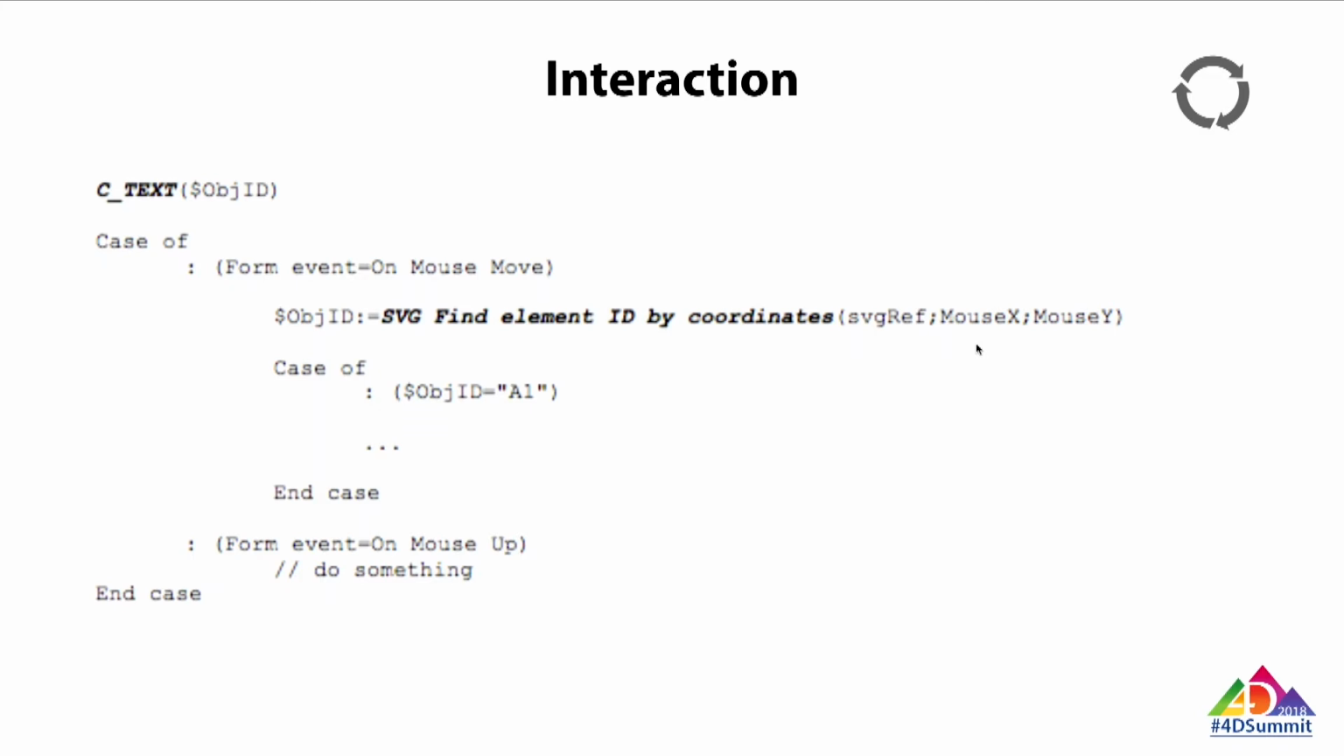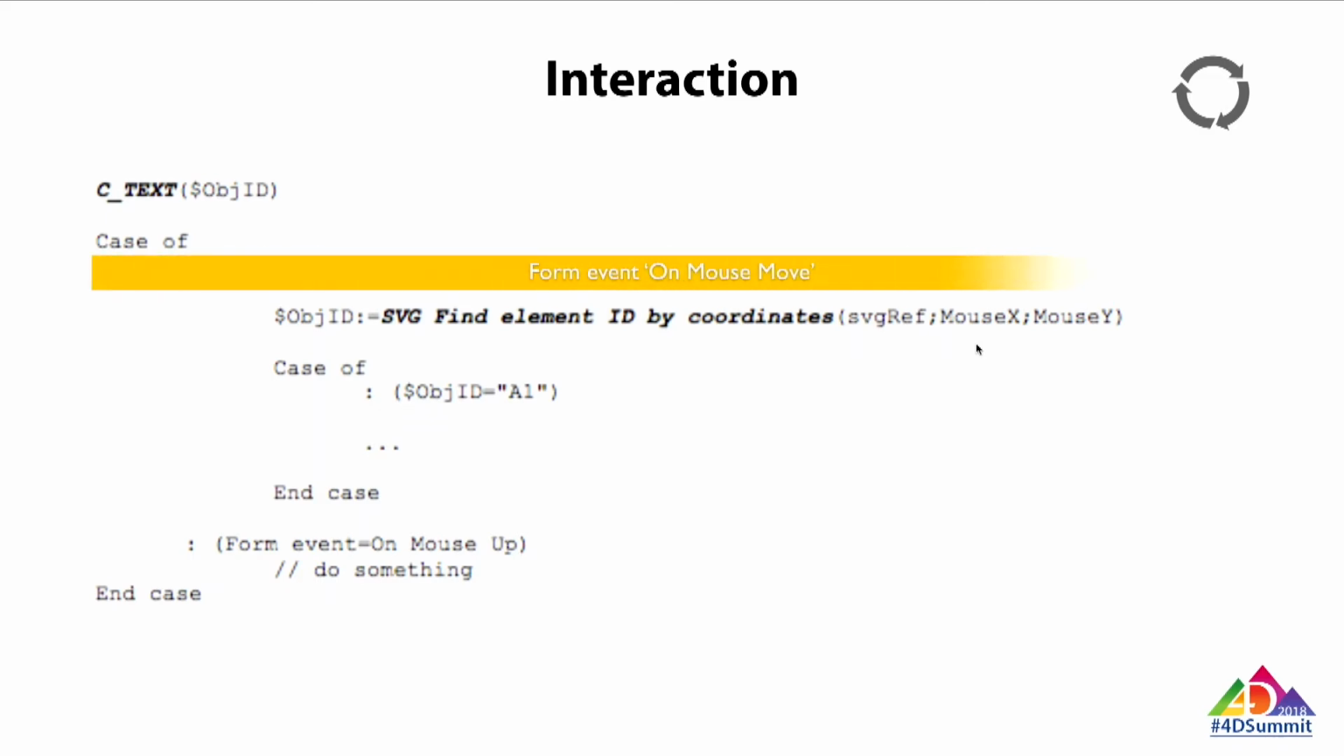Another way of doing it would be to actually run the On Timer event and make it go as fast as you can. And then in every On Timer event, check where the mouse is. That's also a way of doing it, but since it only makes sense when you're moving the mouse, then the mouse move is, I think, a better command to use.